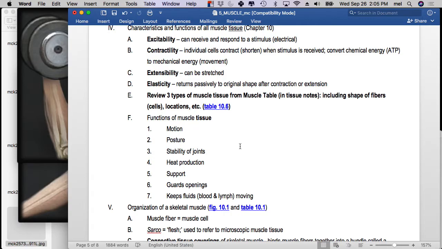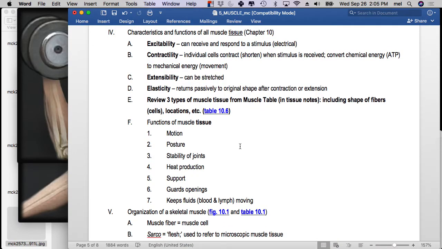Okay, so before we get into the nitty gritty of it, let's just talk about what's special about muscle tissue compared to other tissue. And this stuff is really easy.